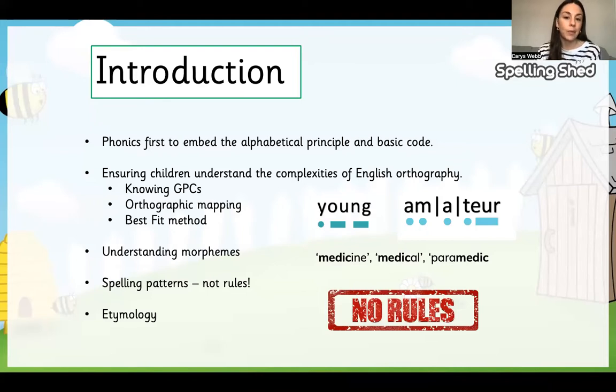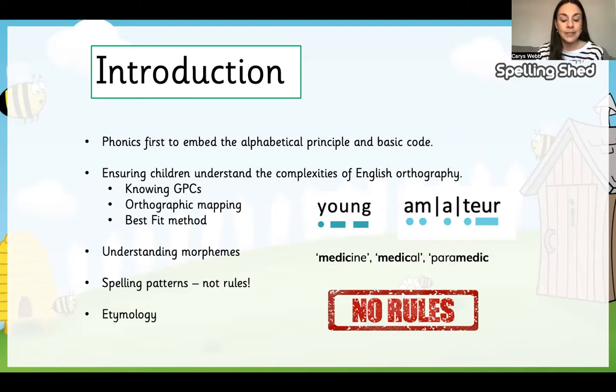Orthographic mapping, which is just a way of splitting up a word. So you might have this as dots and dashes, or maybe sound buttons, as you call them, or even syllables that I've got here. Looking at a best fit method. And what I mean by that, and this is what we call it on our Phonics Shed scheme, is by looking at a particular GPC and understanding where it's most likely to be found in a word. So if we're looking at the NG digraph, for example, ng, that nearly always comes towards the end of a word and will never be in the beginning of a word. So teaching children where different GPCs are most likely to be placed to help their spelling.